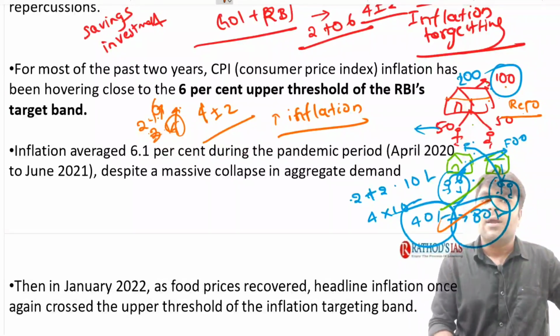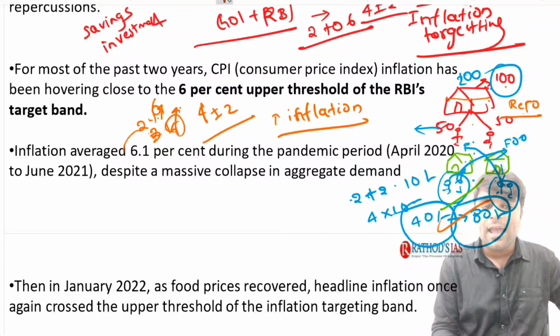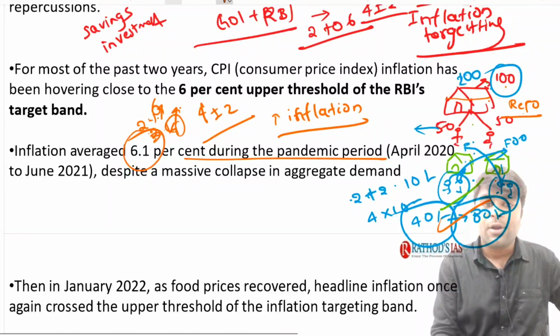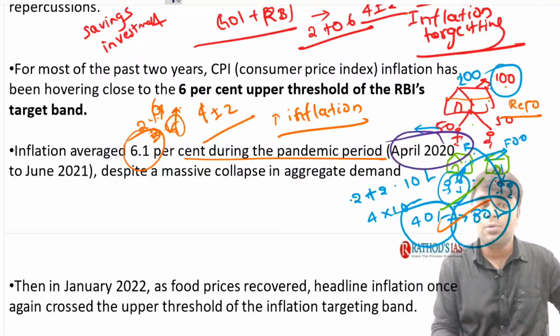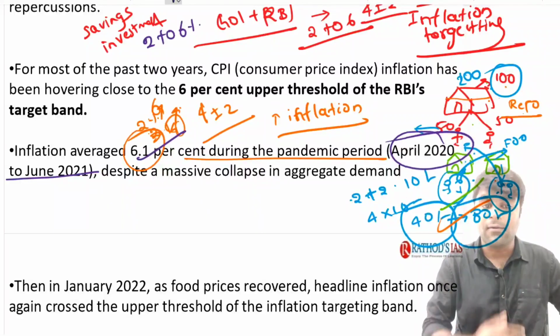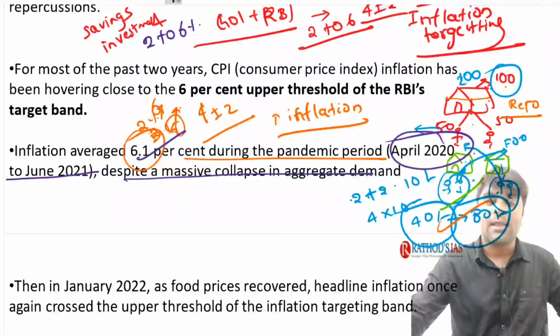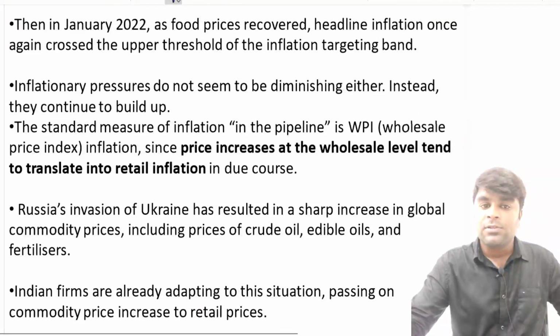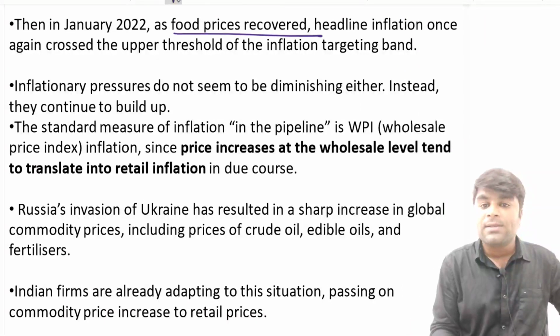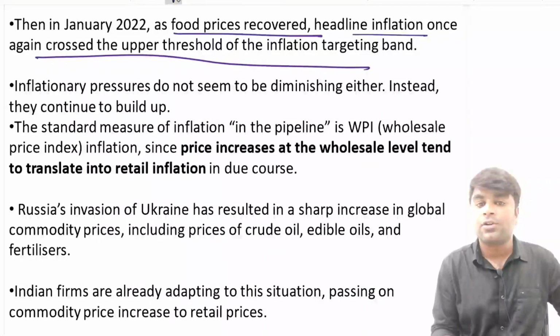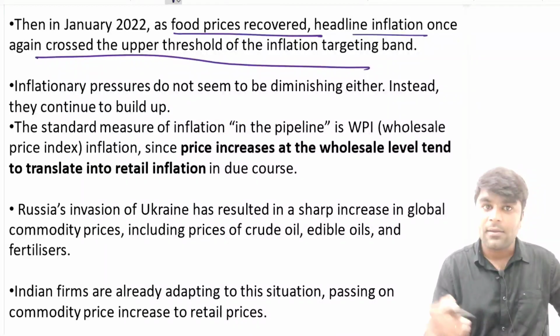But unfortunately, amid the COVID-19 pandemic, inflation averaged 6.1% during the pandemic. Right, 6.1%, from April 2020 to June 2021. I told you the flexible inflation target is just 2% to 6%. So it in fact increased despite a massive collapse in aggregate demand. Then in January 2022, as food prices recovered, headline inflation, the WPI inflation, once again crossed the upper threshold of the inflation target band.